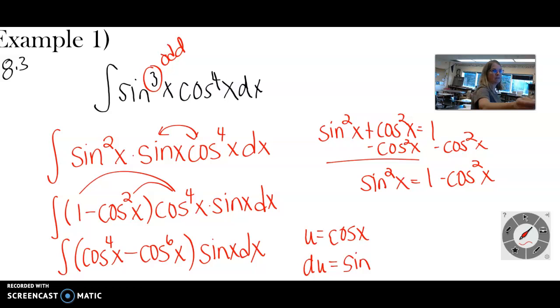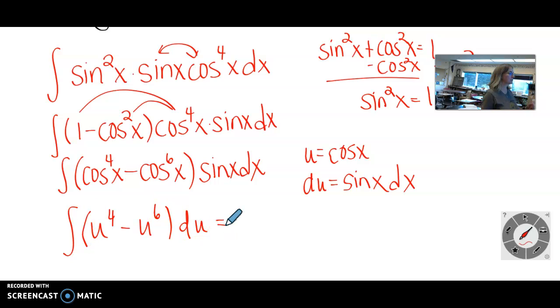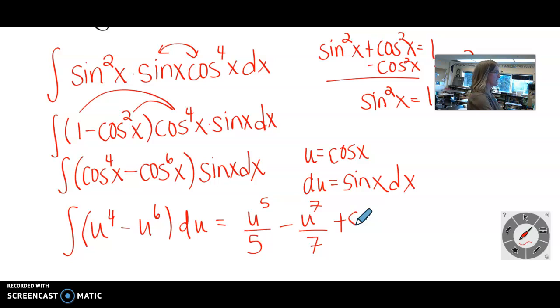okay, so then we have our u substitution. Let's put that into our integral. We end up with u to the fourth, oh, I never finished this, sine of x dx is my derivative of u. So it'd be u to the fourth minus u to the sixth du. And then you can split it up into two integrals, or you can just straight up integrate. It's going to be u to the fifth over 5 minus u to the seventh over 7 plus c. And then put your u back in here.